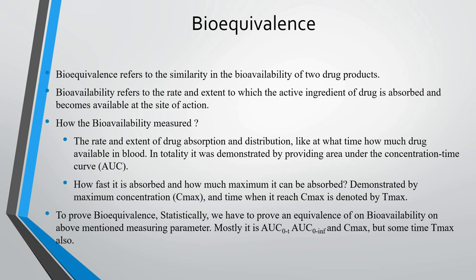Now, what is bioequivalence and how does it work? Bioequivalence refers to the similarity in the bioavailability of two drugs. Now, what is bioavailability? It refers to the rate and extent to which the active ingredient of a drug is absorbed and becomes available in the systemic circulation. How do we measure it? The rate and extent of drug absorption and distribution, like at what time, how much drug is available in blood, and in totality, it is demonstrated by providing the area under the curve.